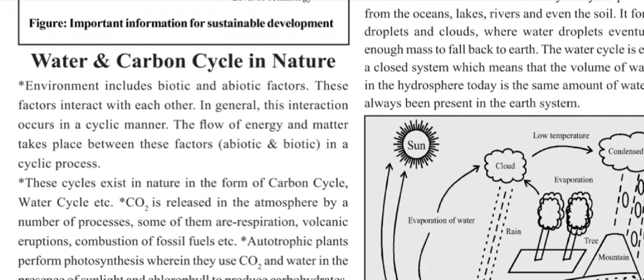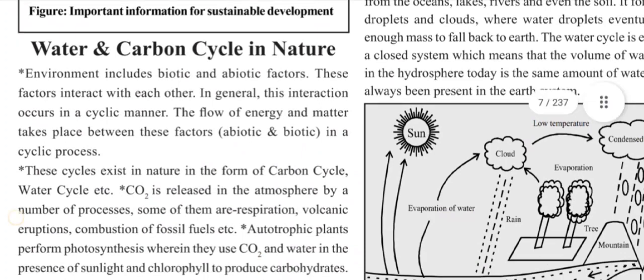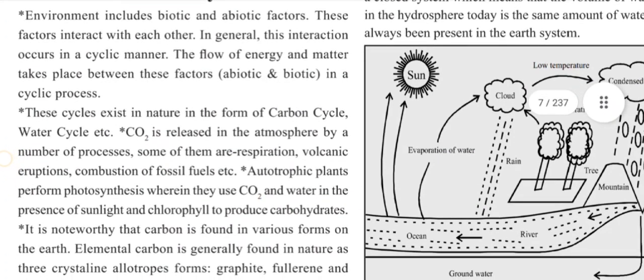Water and carbon cycle in nature. Environment includes biotic and abiotic factors. These factors interact with each other. In general, this interaction occurs in a cyclic manner. The flow of energy and matter takes place between these abiotic and biotic factors in a cyclic process. These cycles exist in nature in the form of the carbon cycle, water cycle, etc.